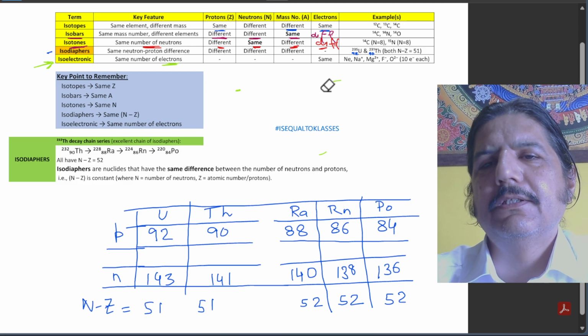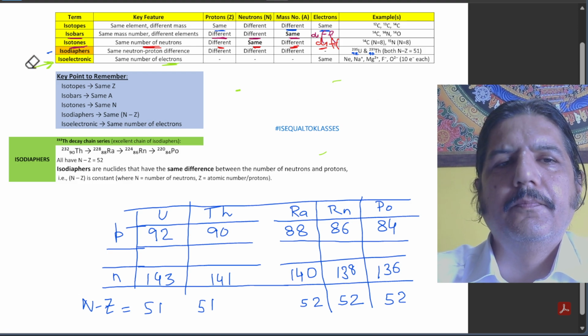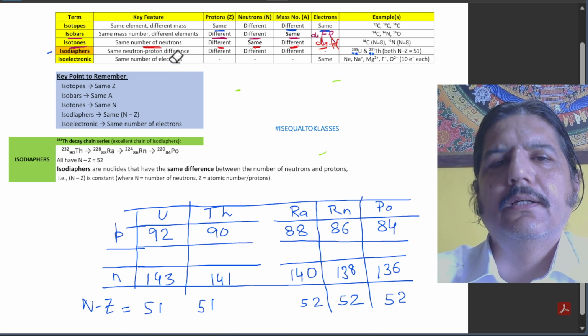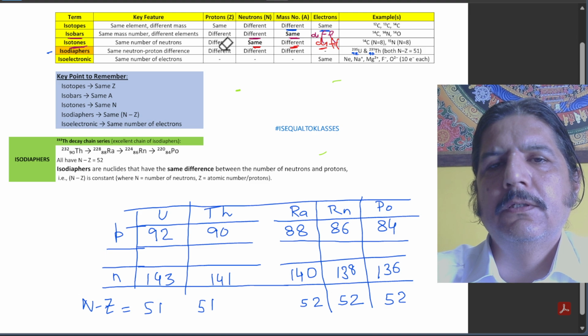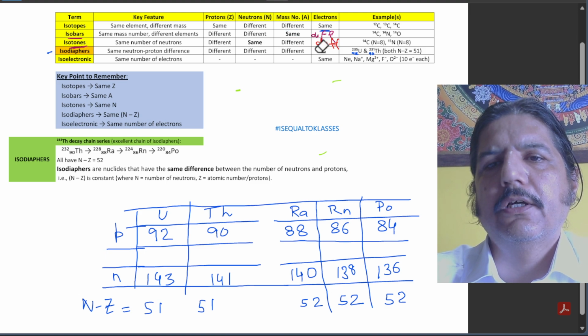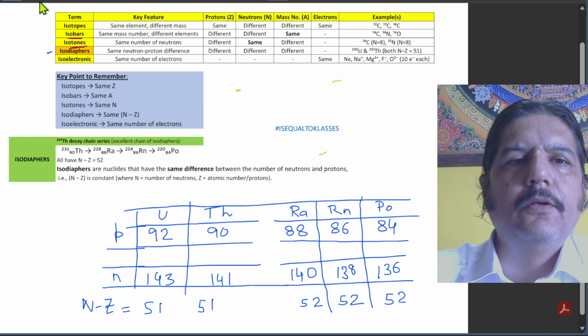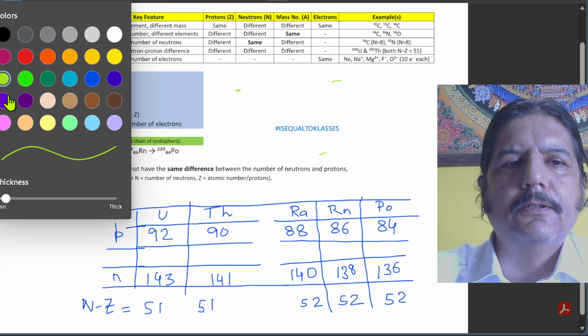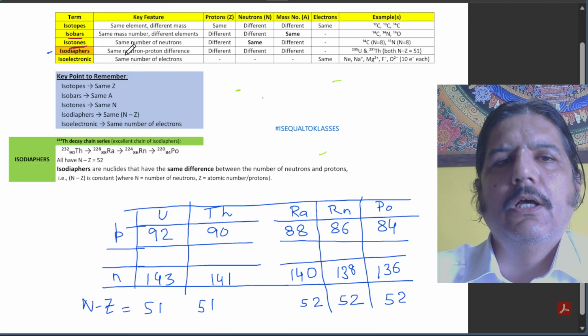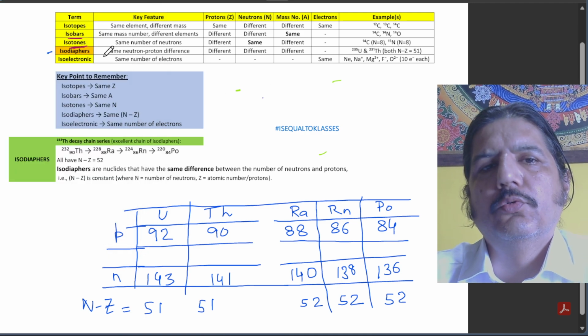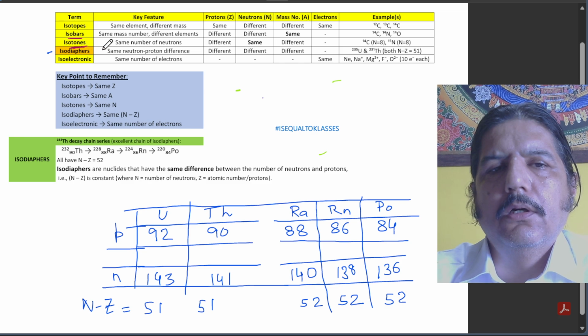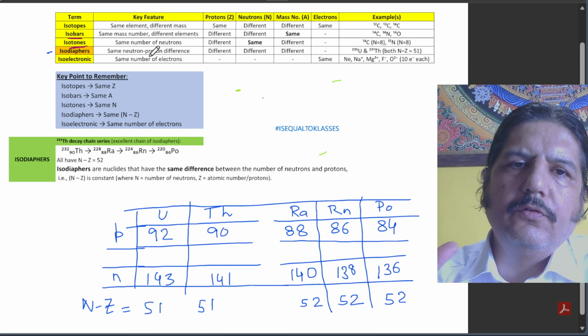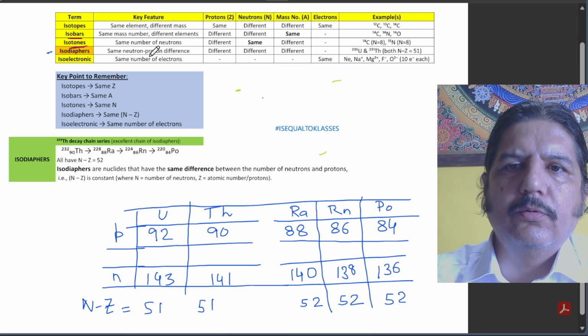Now let's come to isodiaphers. I haven't usually seen this in textbooks, so that is why I'm taking it last. Students usually focus on isotopes, isobars, isotones, and isoelectronics. So isodiaphers: same neutron minus proton difference. Let's try to understand this.